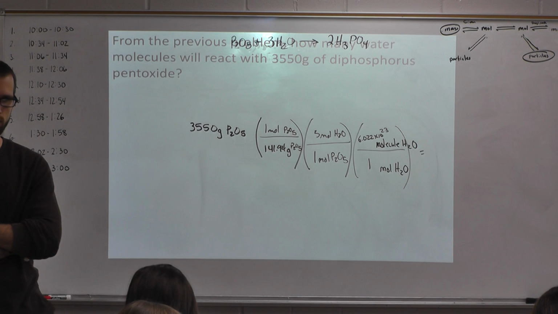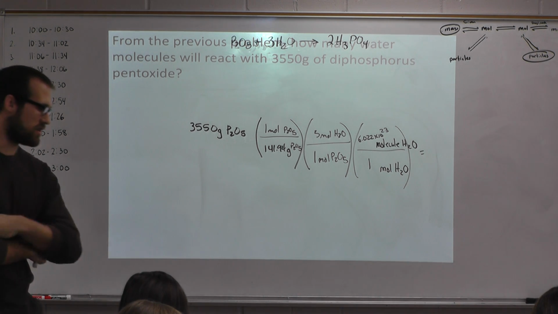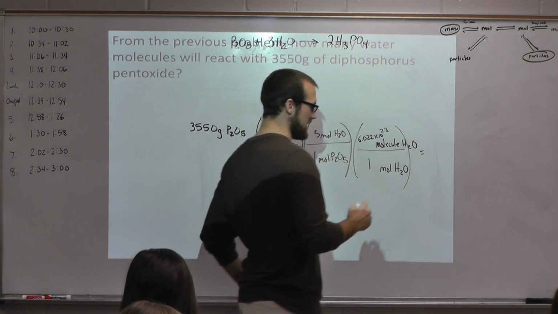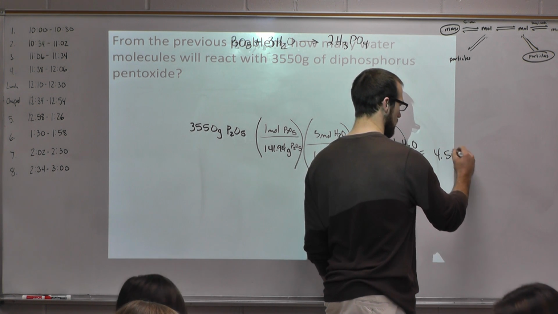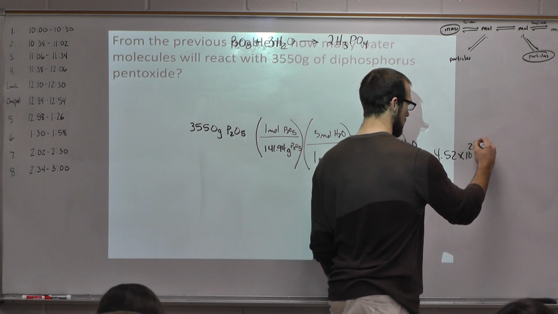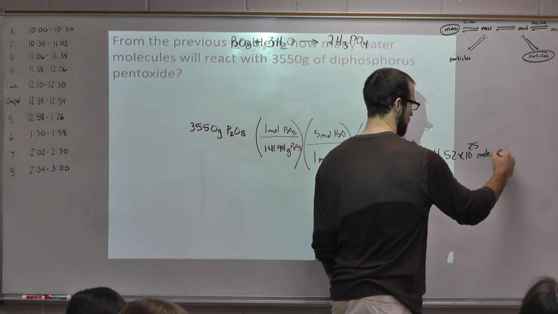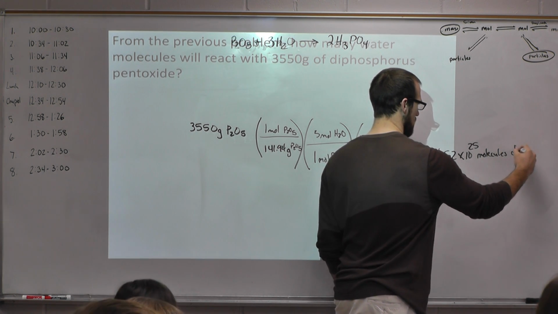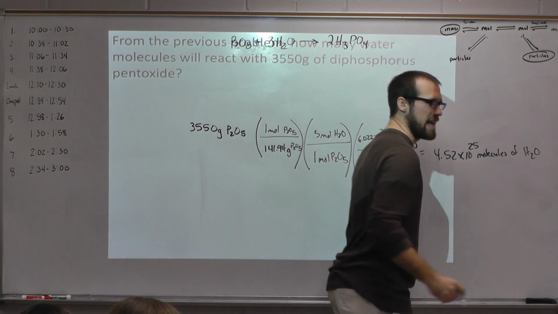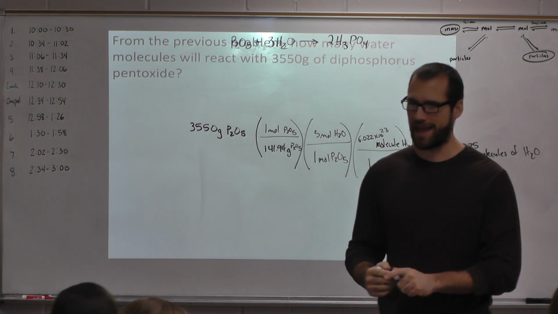When he dismissed. 4.52 times 10. So you should get 4.52 times 10 to the 25th. I need to finish chemistry. That's my favorite number. I love the homework. 4.25. Okay, your homework is the next page on your homework packet.